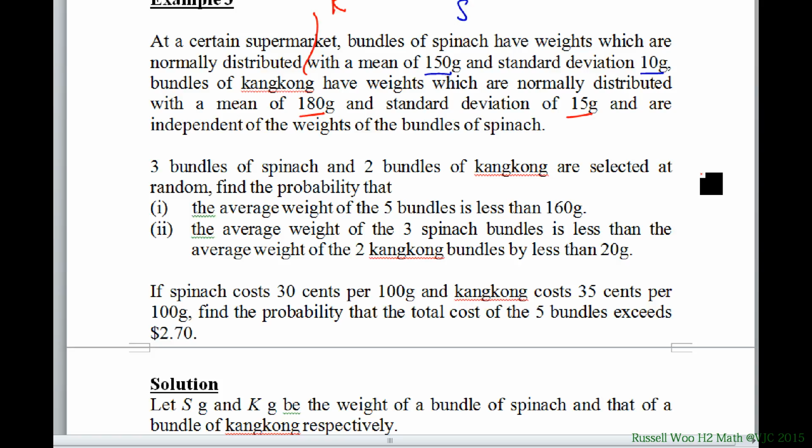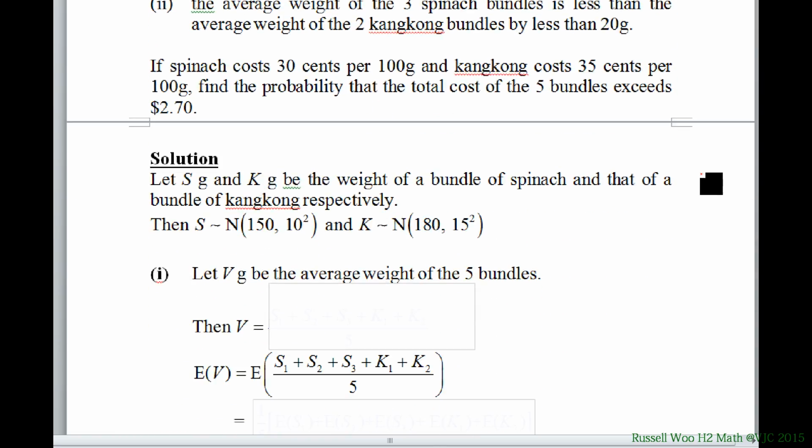So let's be very clear. If V is the average weight of 5 bundles, then we should be able to write this down quite quickly. The average weight must be the first S plus the second S plus the third S plus K1 plus K2, divided by 5. Correct? Average.